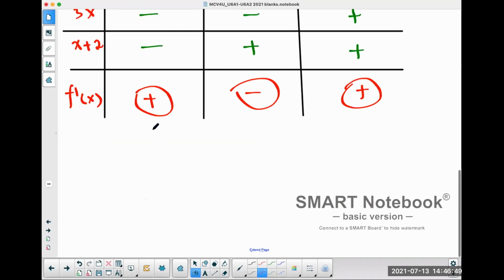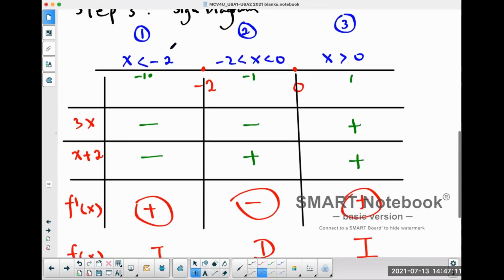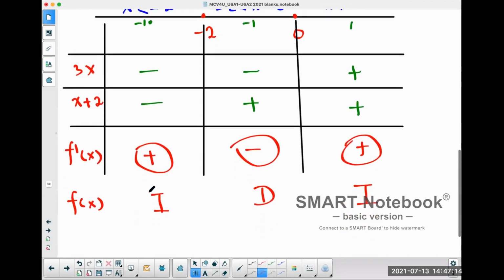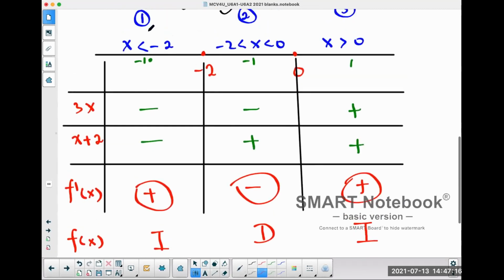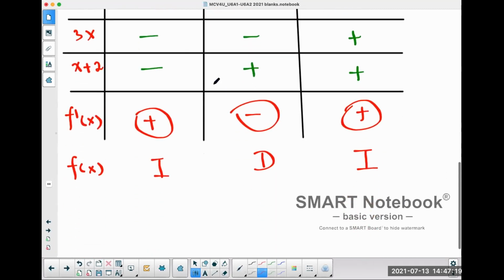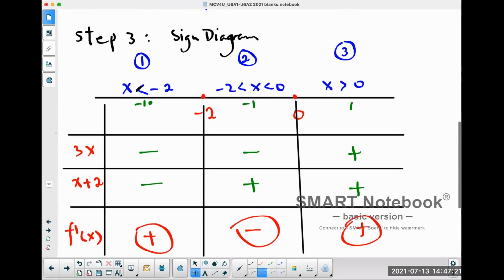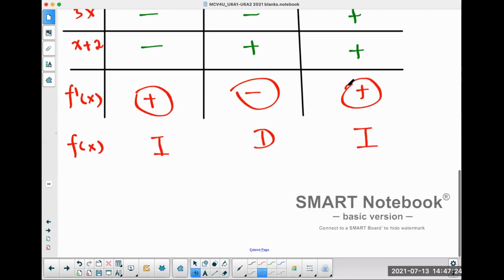Whenever you have a derivative being positive, that tells me the graph is increasing here and decreasing over there. Anytime the derivative is positive, the function is increasing. Anytime the derivative is negative, the function is decreasing. And I have the answer right here on my sine diagram. Which part of the graph is increasing? Region number 1 and region number 3. What's region number 1 and region number 3? X less than -2 and x greater than 0.